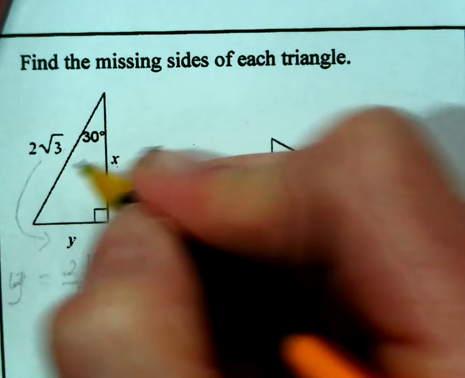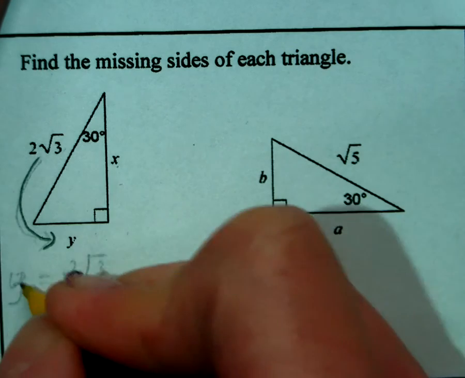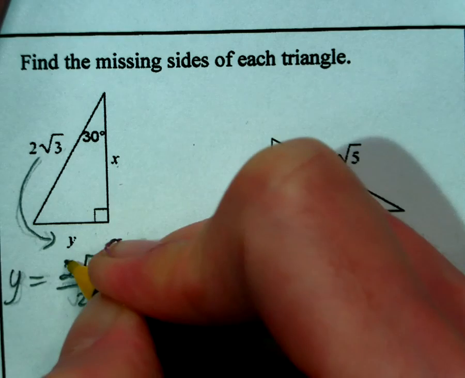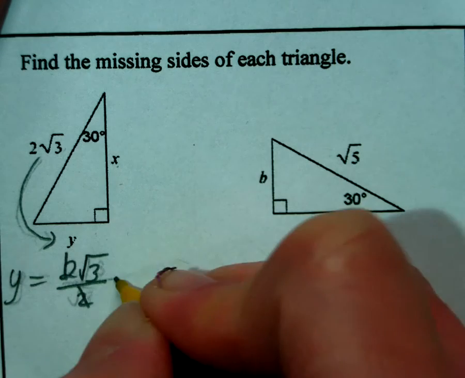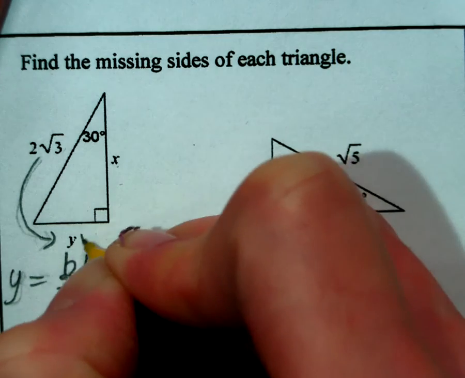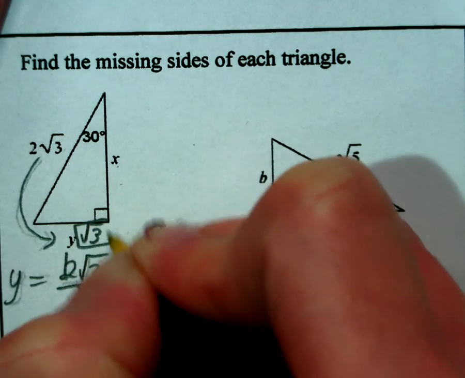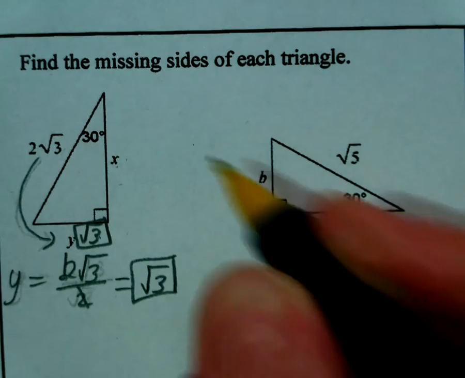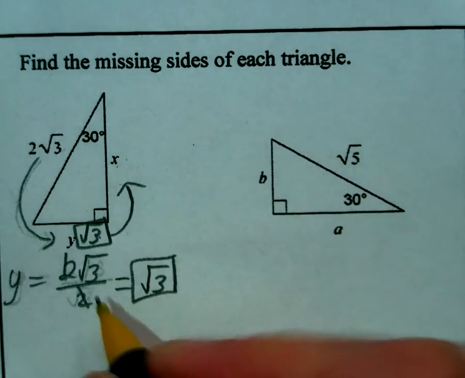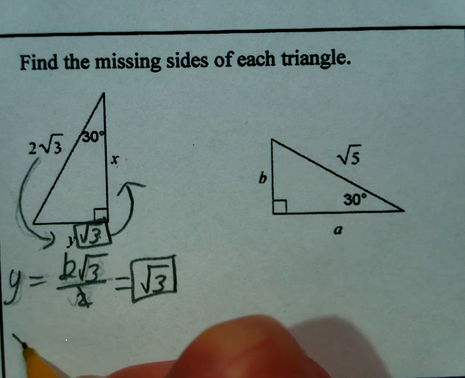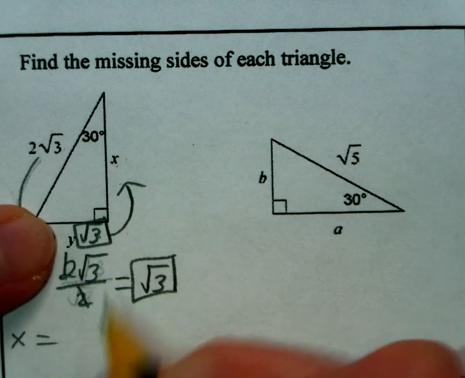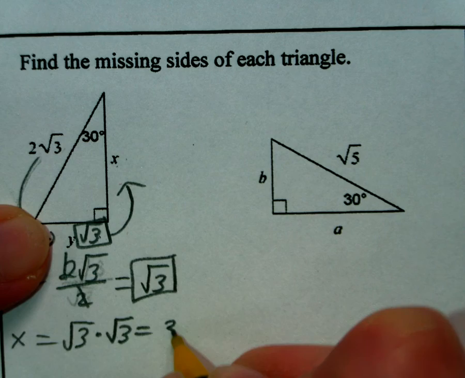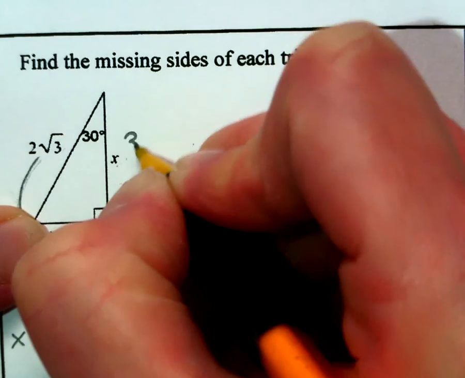So we're going from the hypotenuse to this, we just need to divide by 2. 2 square root of 3, we need to divide by 2. Basically, that'll take the 2's off, and this side will be square root of 3. And then to get the long leg, so you have to go from the short leg to the long leg, for x, you would take the short leg, which is square root of 3, and multiply it by the square root of 3, which would give you 3 over here.